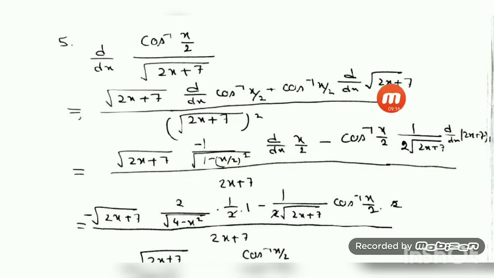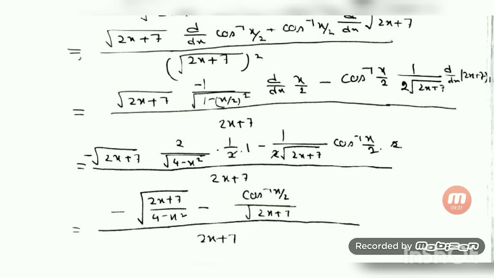You can use here the root x formula, thinking of 2x + 7 as x. d/dx of root x is 1 by 2 root x into d/dx of what is that? 2x + 7. And here I have just removed the square root because you have squared it. Okay. Then let us do the simplification step.